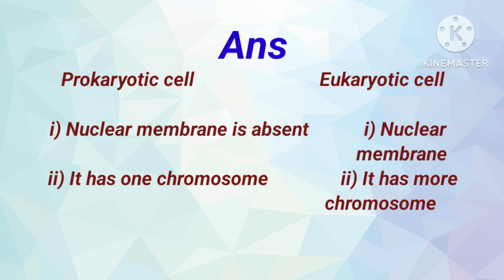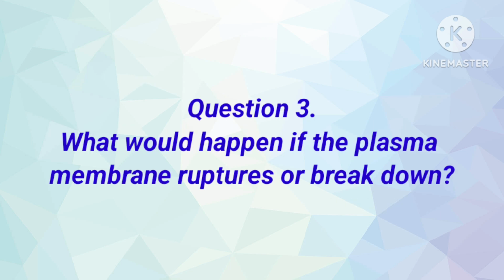It has one chromosome in the case of a prokaryotic cell. It has many, or more, chromosomes in the case of a eukaryotic cell. This is one of the most important questions. It could come in the exam: differentiate between the prokaryotic cell and the eukaryotic cell.